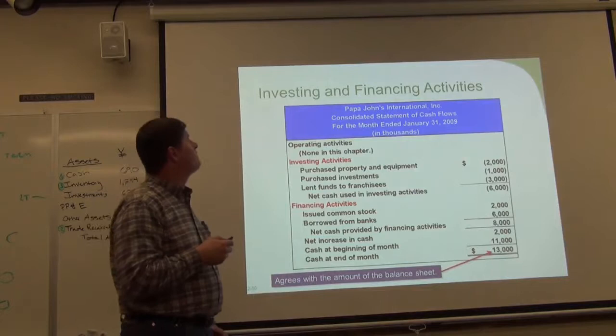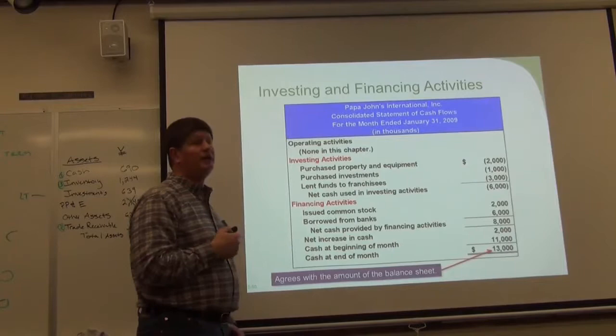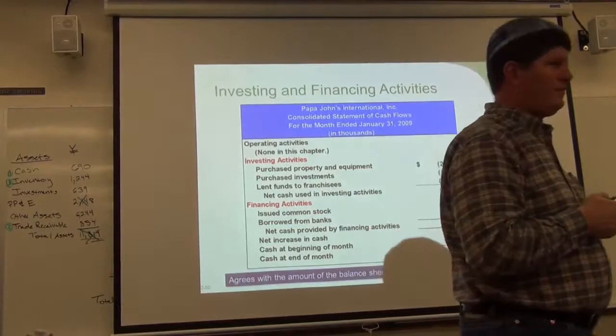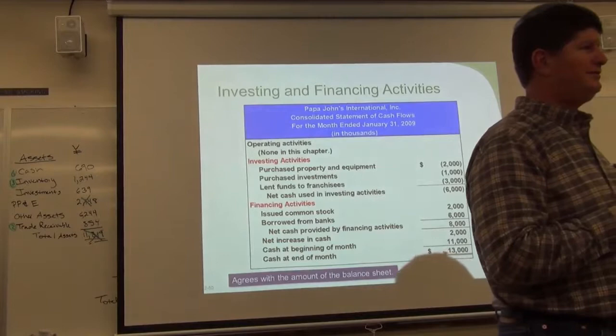So a cash flow statement. Yeah? So just to clarify, if you have a ratio that's less than one, it means you're not liquid, right? It means you might have a liquidity challenge. Okay?